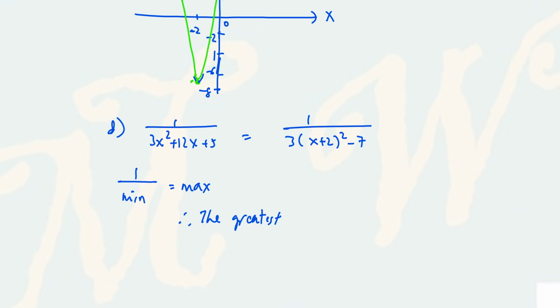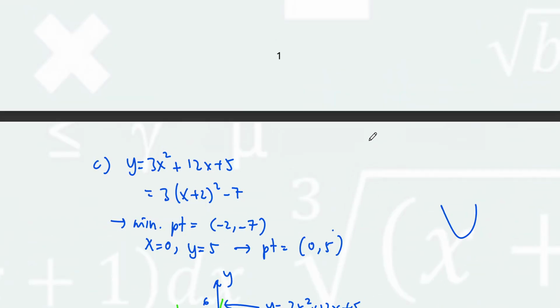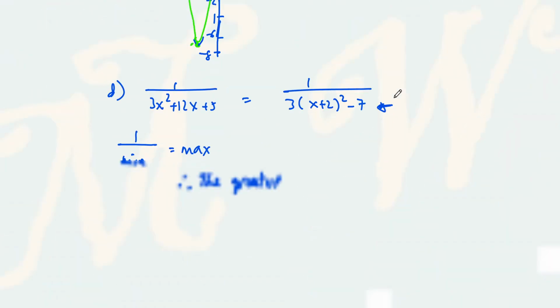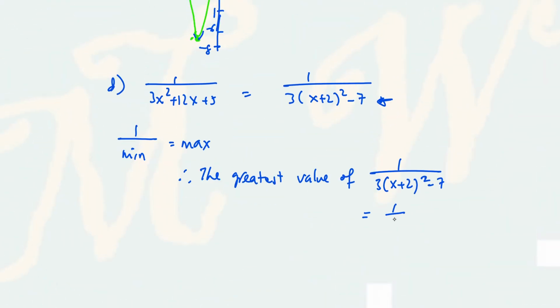Okay, because initially the function has a minimum point. So now 1 over minimum becomes maximum. Maximum is same as greatest. So the greatest value of 1 over 3 times x plus 2 squared minus 7. So now the y value is basically -7. Okay, when you refer to the coordinate of the vertex, the y coordinates is -7, as we have solved here. Alright, so now for the whole function it becomes 1 over -7, or you just write -1 over 7. So this is how we solve this question.